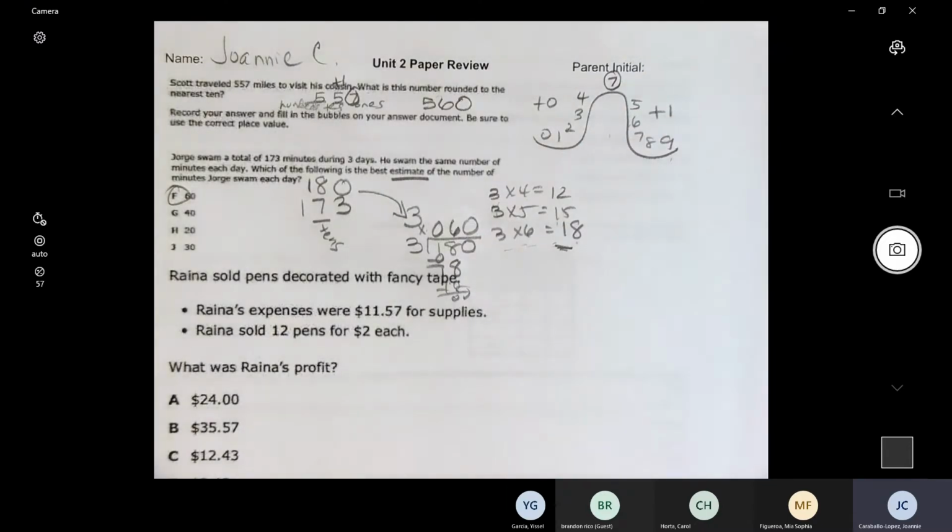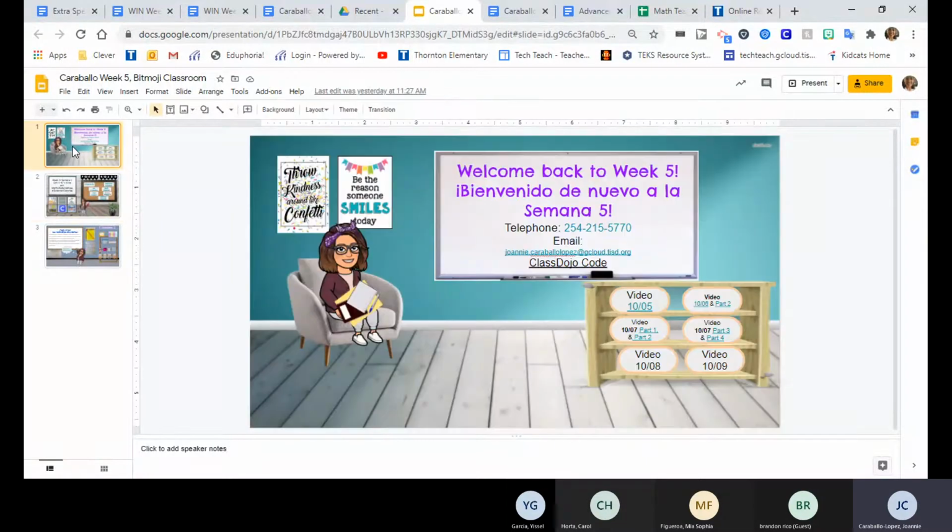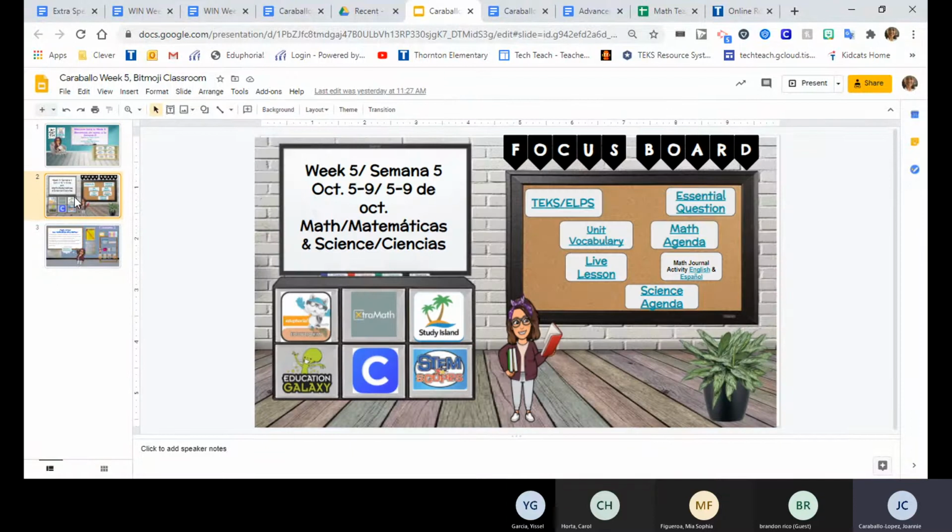Here, let me show you something real quickly, okay? I'm going to go ahead and share with you something that I've shown so many times, but so many people tend to ignore it, okay? Let's go into my Bitmoji classroom and let me share my screen with you once again, okay? So, here's the deal. This is my Bitmoji classroom, right? This is my first slide. When you go into the second slide, you see all the work that you have to do. You have the math agenda.